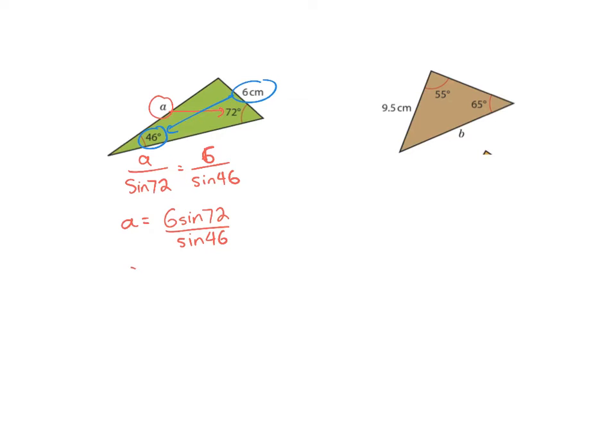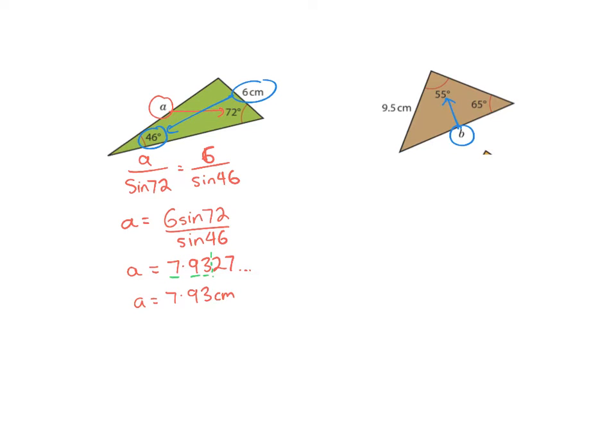Type that into your calculator and you'll get that A is equal to 7.9327, and it goes on and on. It asks for 3 significant figures, so that's our first, second, third significant figure. So 2 afterwards, that means we're just going to round down. So A is equal to 7.93 centimeters. On to B. So we were looking for B here.